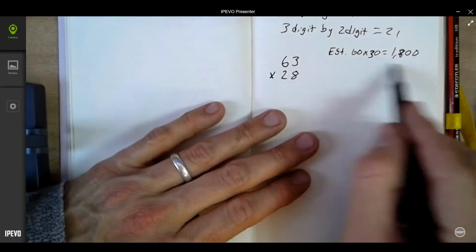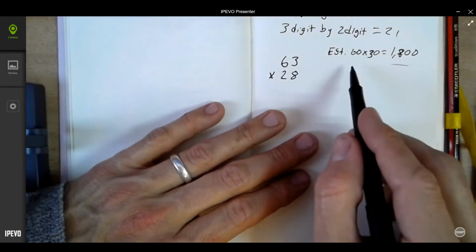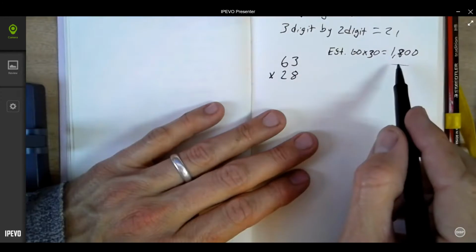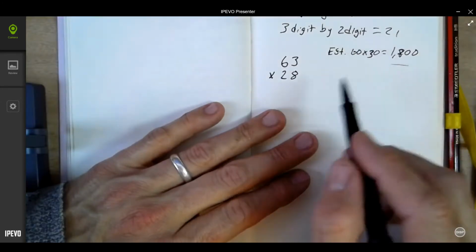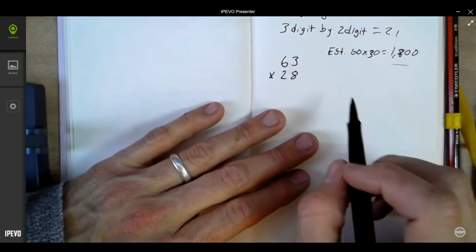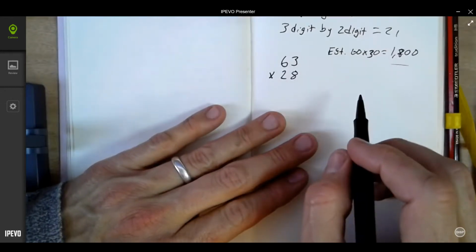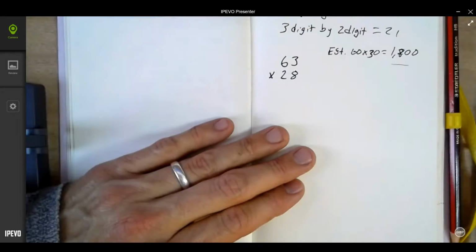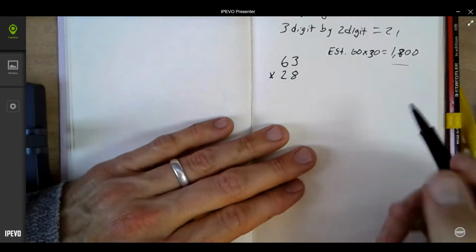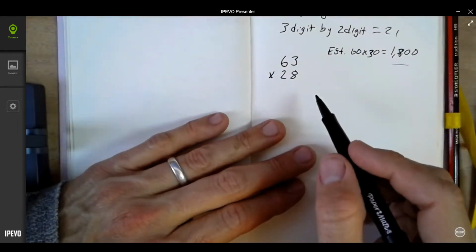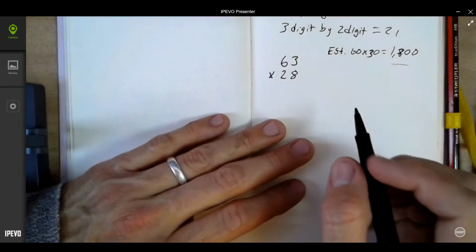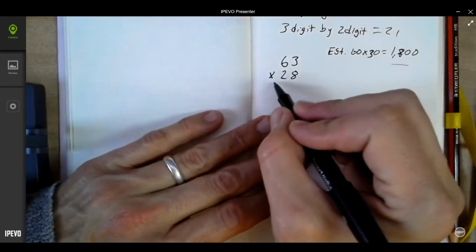Again, if we skip this step and we get a wrong answer, we won't know if we're way off. If we make a small calculation error, the estimate's not going to help us. But this estimate is here to help us make sure we don't make a huge mistake, a conceptual mistake. Okay.